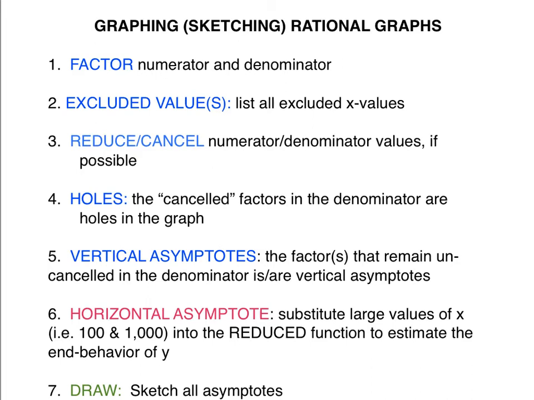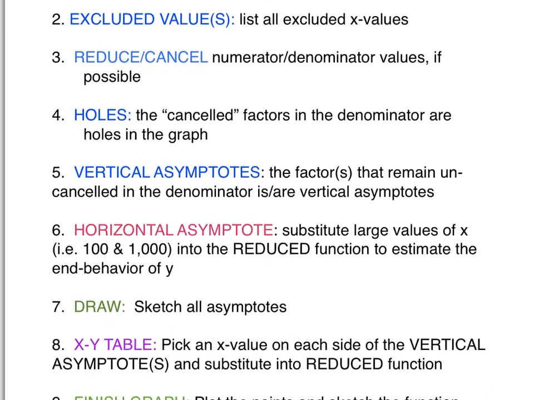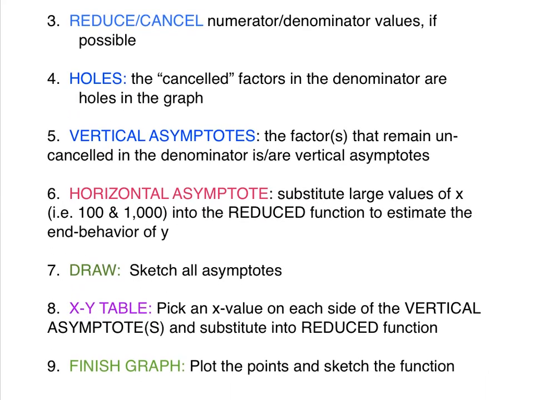Step 7 is going to be making sure you're sketching your asymptotes, or your vertical and horizontal boundaries. And then you're going to want to make a quick XY table to pick an x value on each side of the vertical asymptotes, substituting them into your reduced function. So this is the function that you got earlier, after step 3.